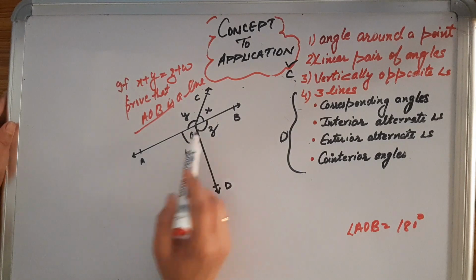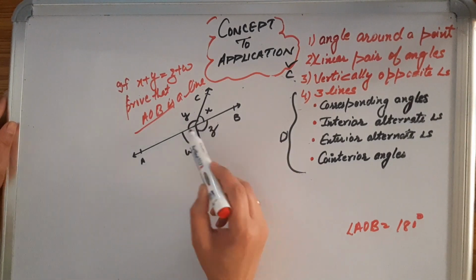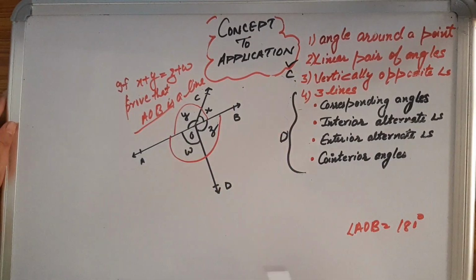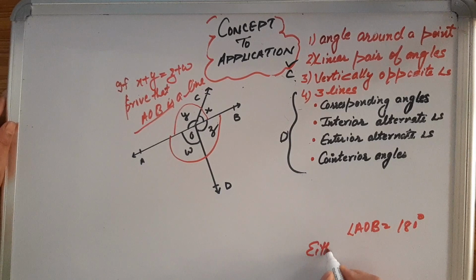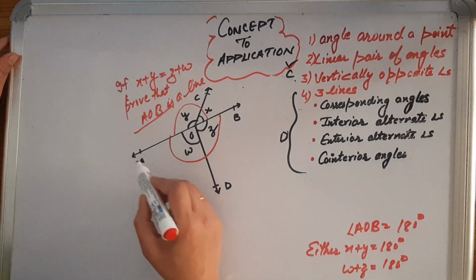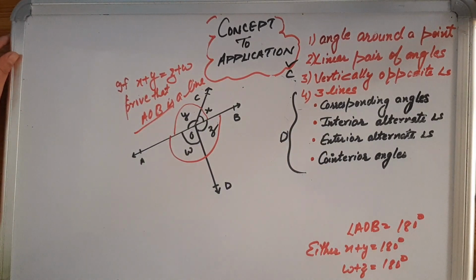If I look here, angle AOB can be this angle or it can be this angle. That means either you have to prove X plus Y equals 180 degrees, or you have to prove W plus Z equals 180 degrees. But how to prove it? We cannot write X plus Y equals 180 degrees because AB is not given as a line. It has to be proved a line.